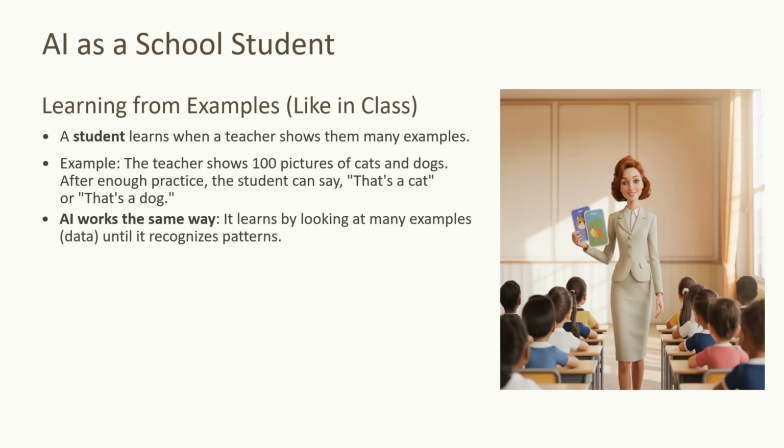Now the analogy we are taking is AI as a school student. A student learns when the teacher shows them many examples. For example, the teacher shows 100 pictures of cats and dogs. After enough practice, the student can say that is a cat or that is a dog. AI works the same way. It learns by looking at many examples until it recognizes the patterns.